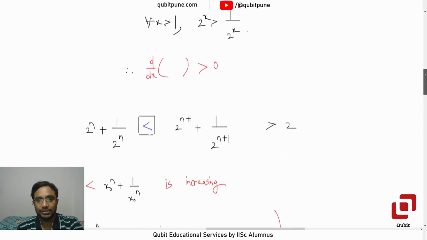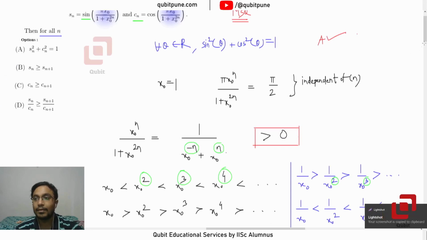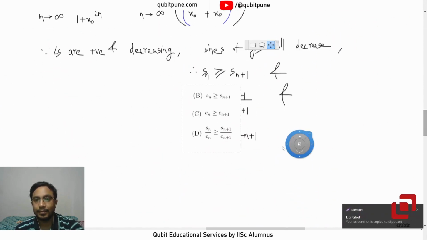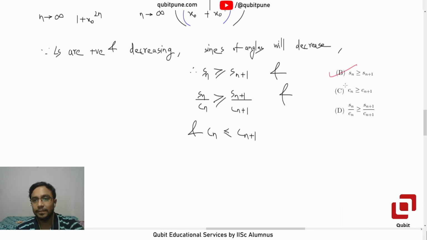Now let's come to the options. We have successfully concluded that B is right. D is right, but not C. C is not right because Cn is greater than or equal to Cn plus 1, because the angles are positive and decreasing as n increases.